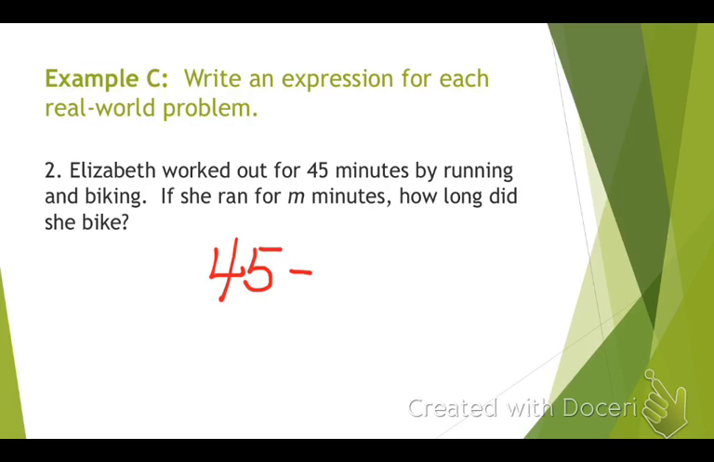We would subtract the amount of time she does the first exercise, which is m minutes, to figure out what remains. The remaining time would just be the expression 45 minus m. You can't combine them because they're not like terms. So 45 minus m is the correct expression.